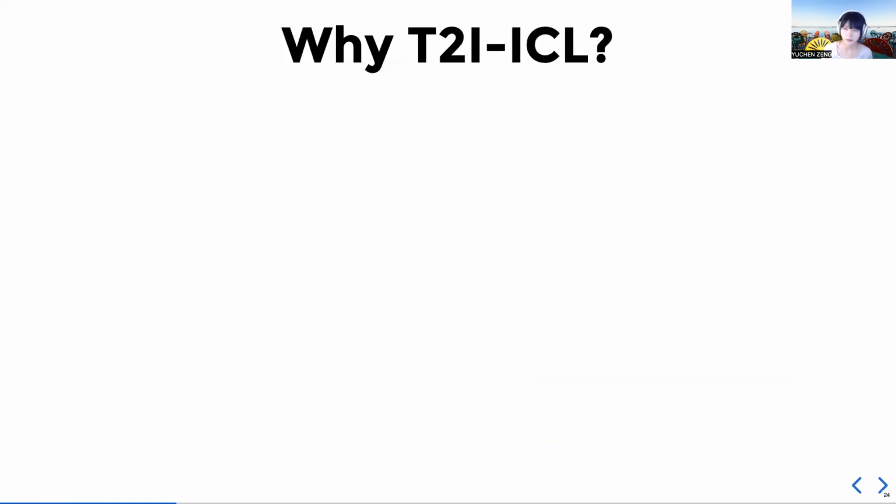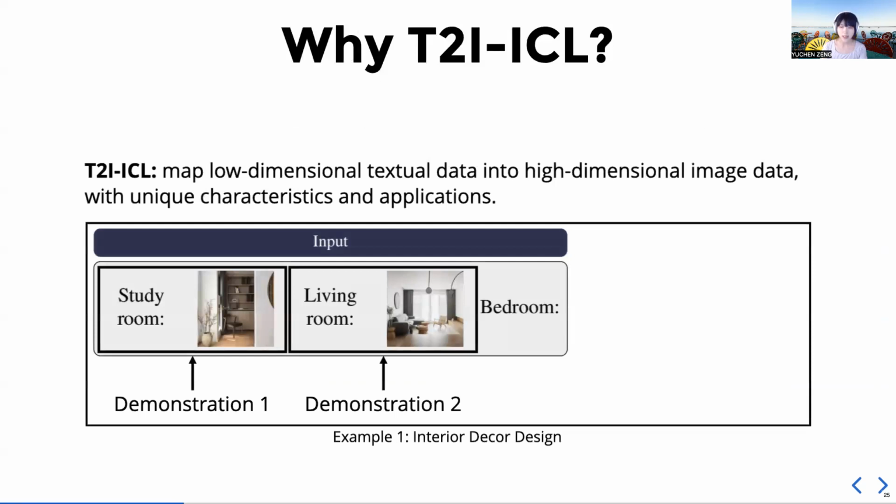So why do we want to perform text to image in context learning, which we call T2I ICL here? We define the task as learning the mapping from low dimensional text data into high dimensional image data. Compared to image to text in context learning, this task is more challenging, and it also presents its unique characteristics and distinct interesting applications.